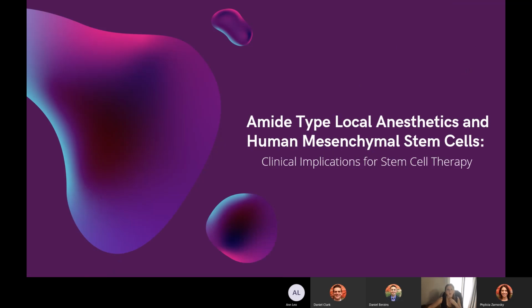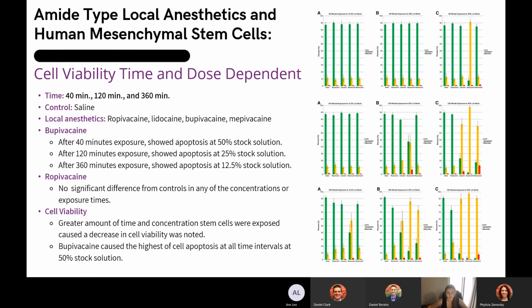This first study, "Amide-type local anesthetics and human mesenchymal stem cells: the clinical implications for stem cell therapy," reviewed the effect of 4 different amide local anesthetics, ropivacaine, lidocaine, bupivacaine, and mepivacaine, on human mesenchymal stem cells. They used amide local anesthetics tested at 3 different concentrations of stock solution, 12.5%, 25%, and 50%, at various times: 40 minutes, 120, 360 minutes, and 24 hours. So this kind of breaks it down here for you.